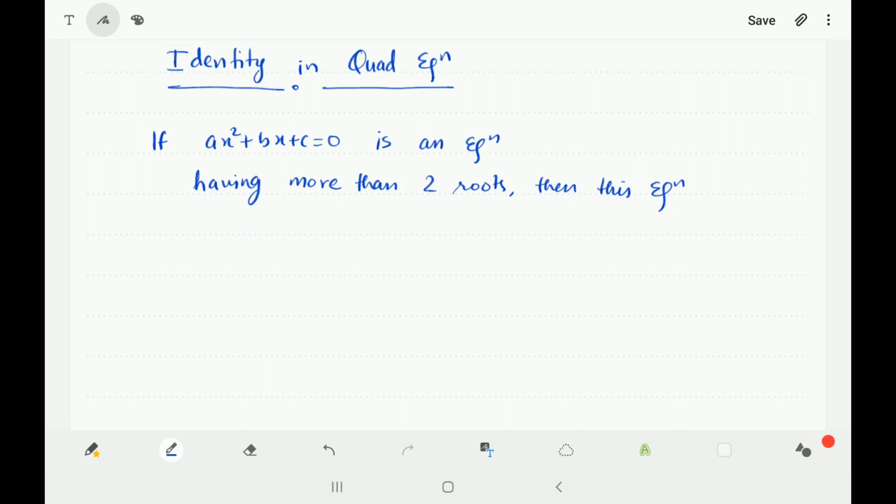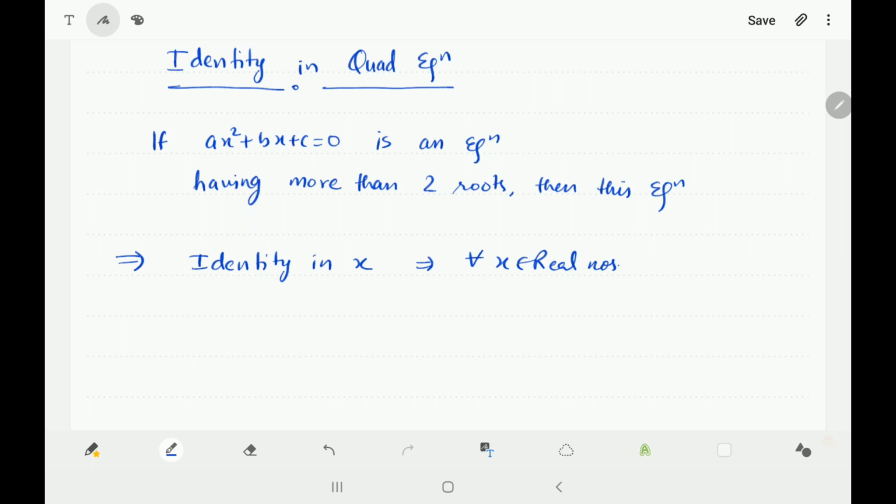Like if you have tried 0 and it was becoming a root of that equation, then you have found 3 roots for that particular equation. Now if you try a 4th one, it will also become a root of this equation. So if you have an equation and you find more than 2 roots for a quadratic equation, then it will become an identity in x. Identity in x means this is satisfied for all x belonging to real numbers.